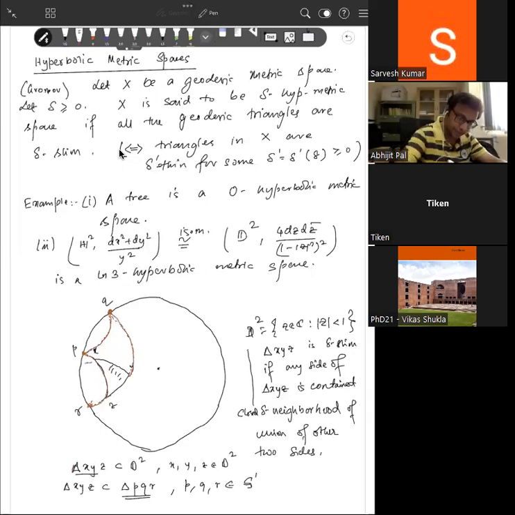This is not needed. So the idea is to embed this triangle XYZ inside a bigger triangle whose vertices lie in the circle. This picture is a little bad. So you extend like this, and this will be 90 degrees. This point is my R.